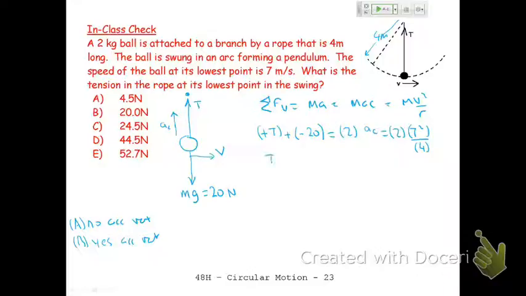So T plus minus 20 is equal to 49. A half of 49 is 24.5. So T is equal to 24.5 plus 20. So T is equal to 44.5 newtons. That was an easy one.